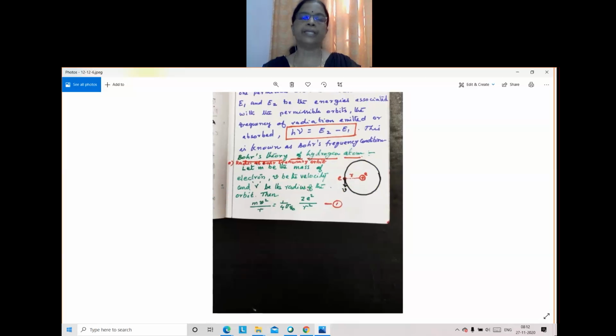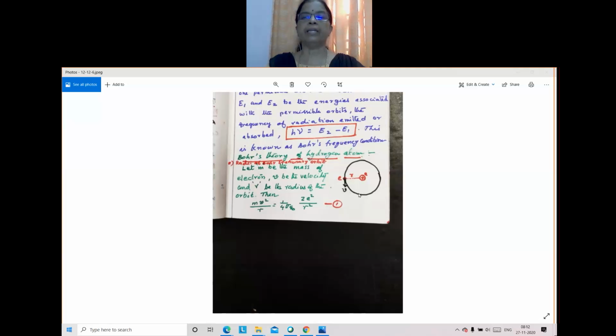And here you see, for an electron to revolve in a circular path, and not only for an electron, for any body to revolve in a circular path, what is needed? Bohr theory you have studied, right? Tell me. Centripetal force, correct. Centripetal force is required for any body to revolve in a circular path.